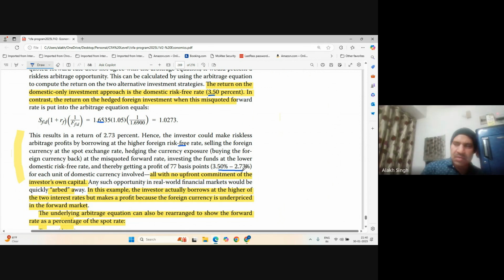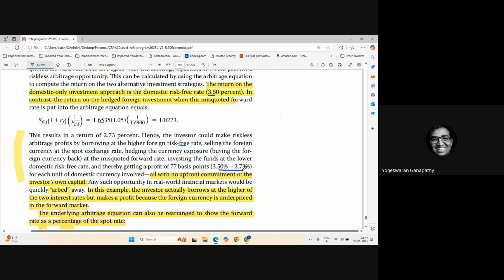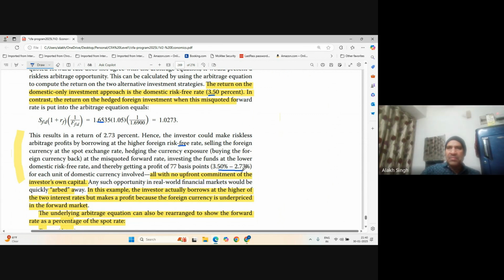It is borrowing in the foreign currency, where the interest rate is higher. So if it is borrowing in the higher interest rate currency, it has already shorted the foreign currency. Since it borrowed, that is negative. So it shorted right now, then invested in the domestic currency, and then hedged it at the forward price of 1.69. That way it is earning 2.77 basis points higher. That's what it is telling. So this is another way of earning arbitrage profit.